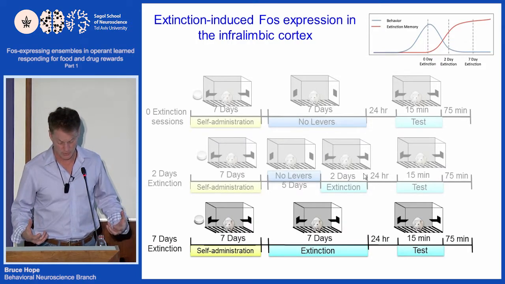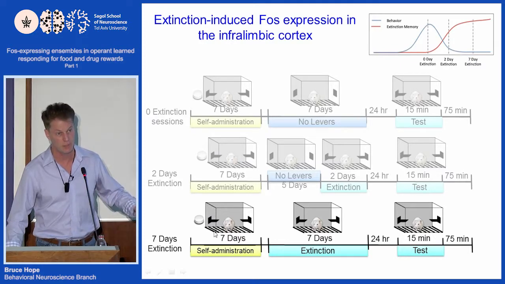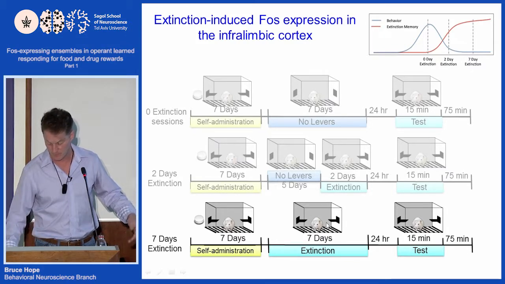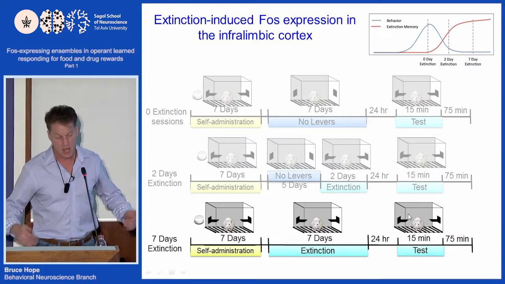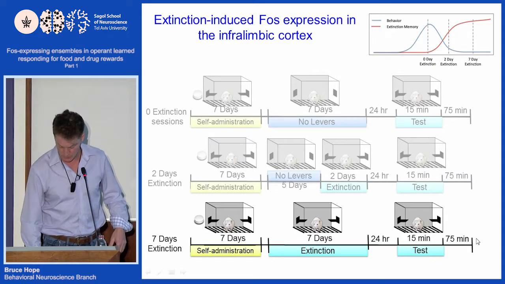The last group is the 7-day extinction group. They're trained the same, 7 1-hour daily sessions. They're presented with the levers 1 hour each day for 7 days to extinguish that behavior. And then you test basically how much they're willing to press on that last day. And for all of these groups, we're looking for Fos expression.